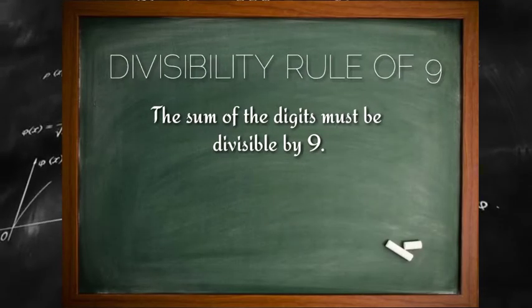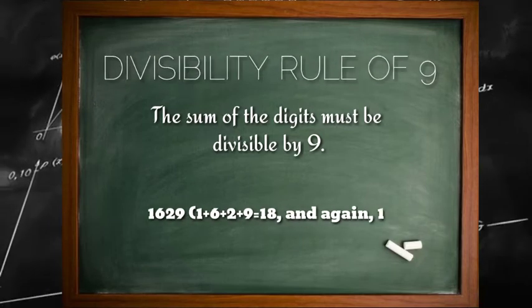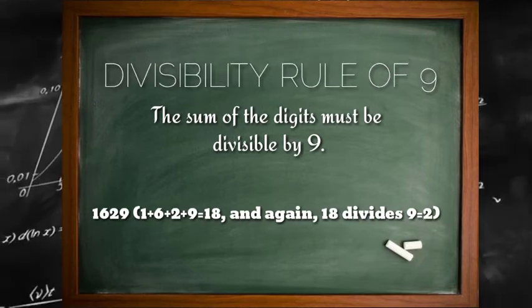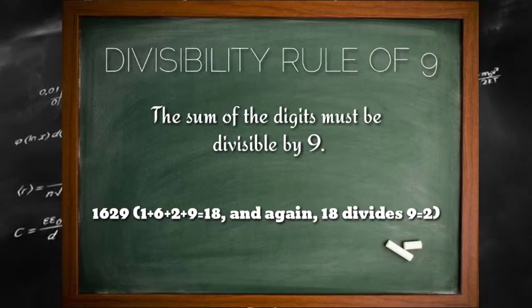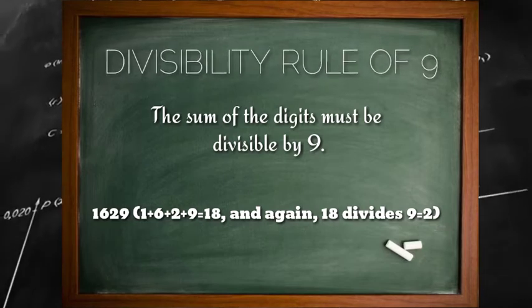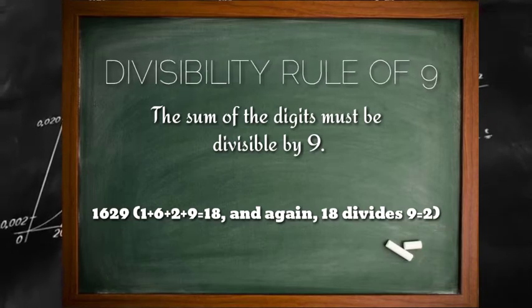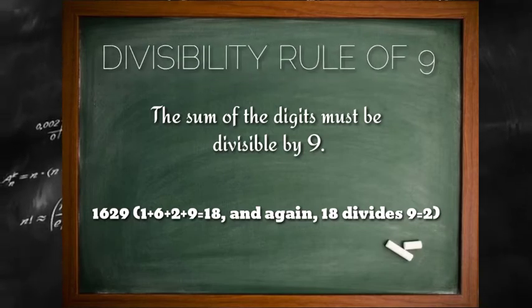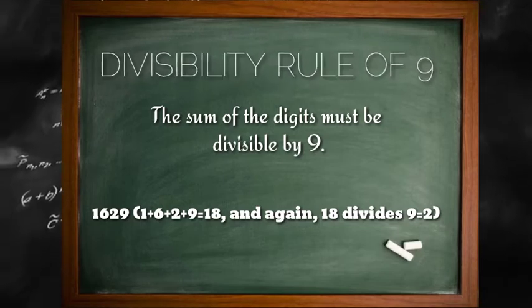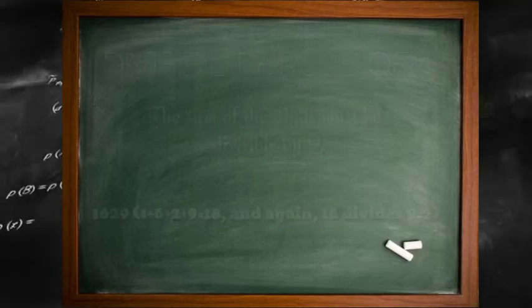Divisibility rule of 9: the sum of the digits must be divisible by 9. For example, 1,629. 1 plus 6 plus 2 plus 9 is equal to 18. And again, 18 divided by 9 is equal to 2. So 1,629 is divisible by 9.